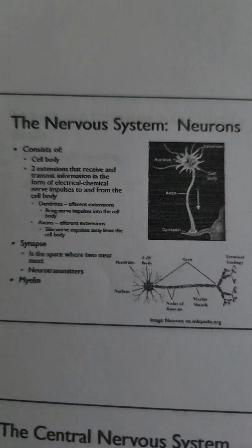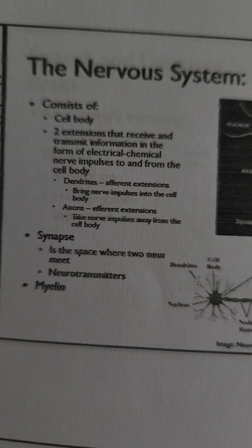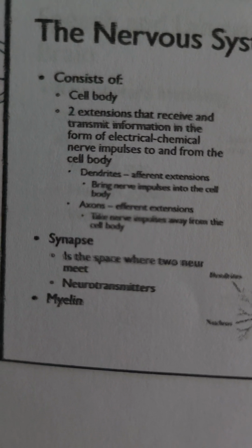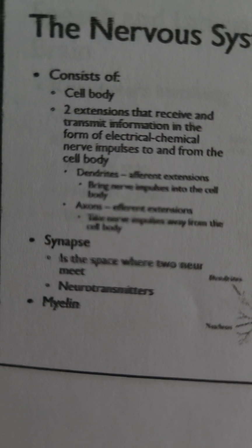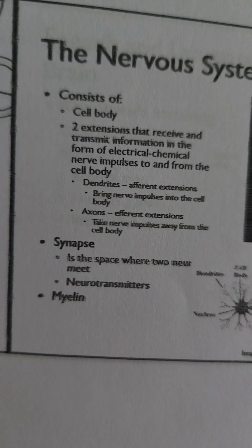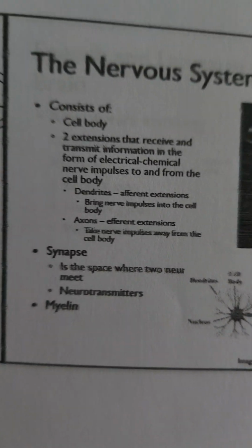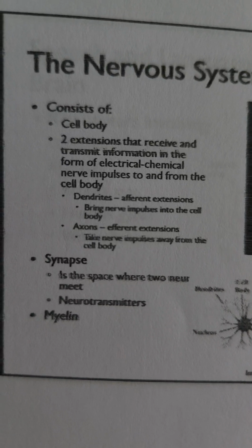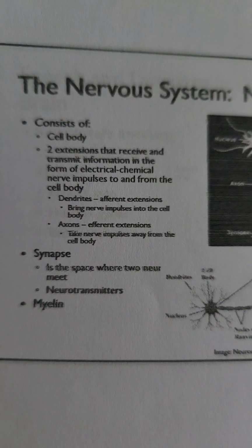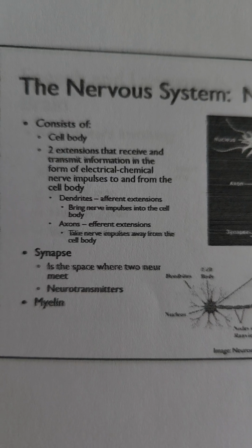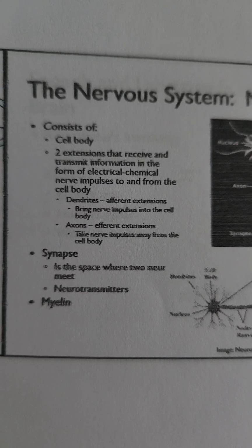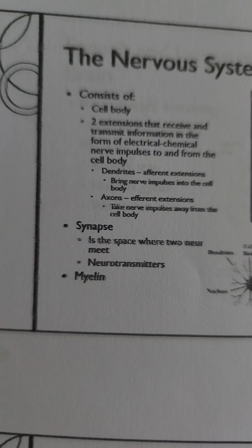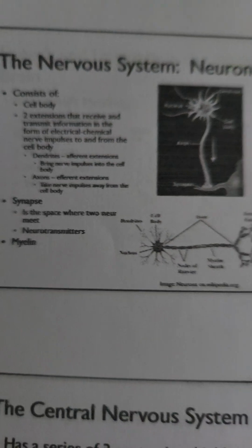Anatomy and physiology. The nervous system consists of the cell body and extensions that receive and transmit information in the form of electrical to chemical nerve impulses to and from the cell body. Dendrites, afferent extensions, bring nerve impulses into the cell body. Axons, efferent extensions, take nerve impulses away from the cell body. Synapses are the spaces where two neurons meet, with neurotransmitters and myelin.